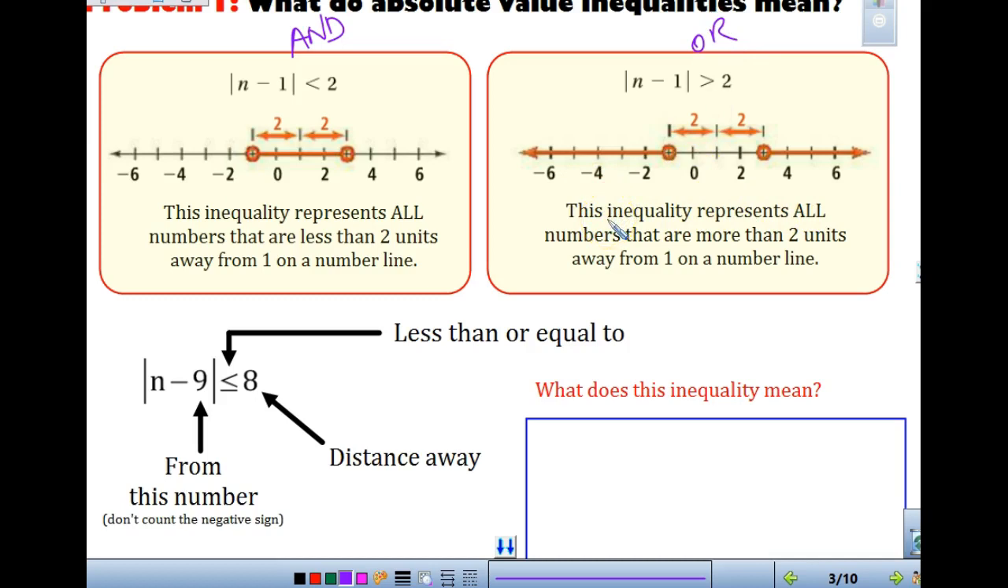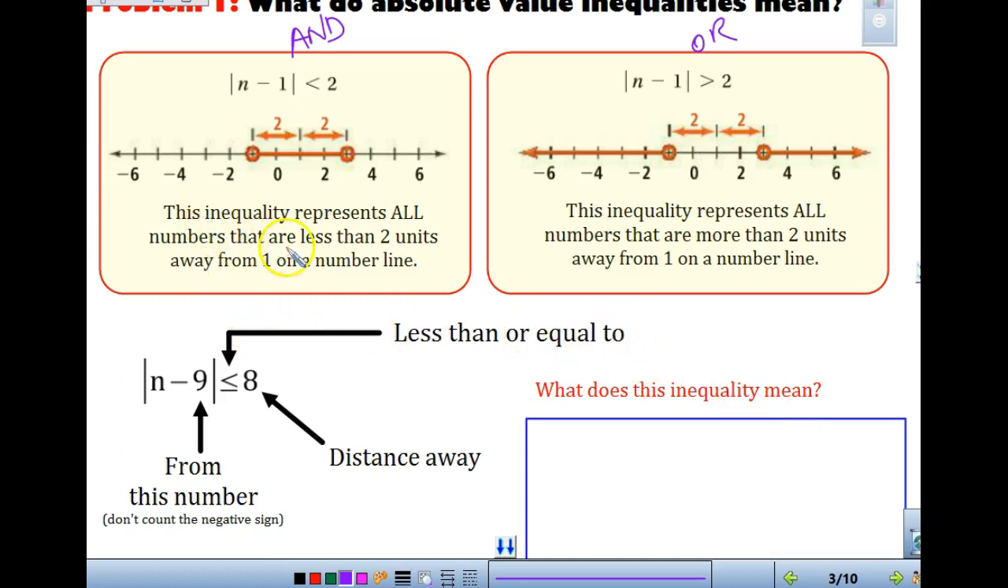So it's just kind of like what we did today when we had the and the or. The or goes away from each other almost always. It didn't in one homework question, right? Did you have one homework question where they went away, but the answer wasn't separated? The answer should have been all real numbers. So make sure you take a look at that, okay?